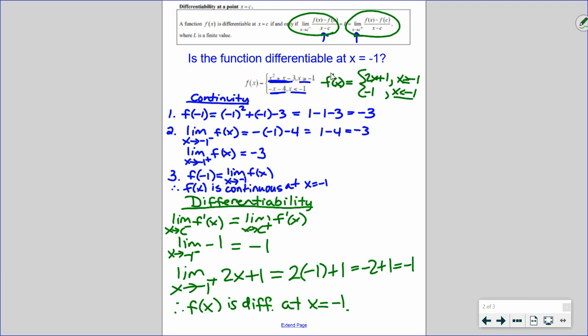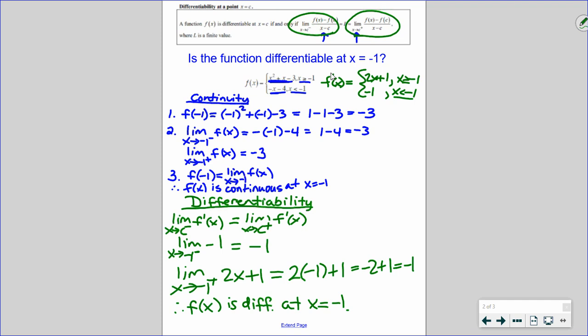Okay. So you guys, that's how you would answer a question like this. Is the function differentiable at a point? You would check for continuity first. So that goes back to our definition of continuity that we learned in the first unit. And as long as the function is continuous, then you would carry on and check differentiability. But if you found that the function is not continuous, then we know that it's not differentiable, okay?